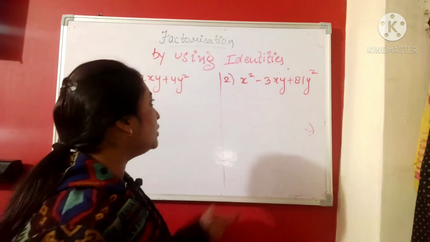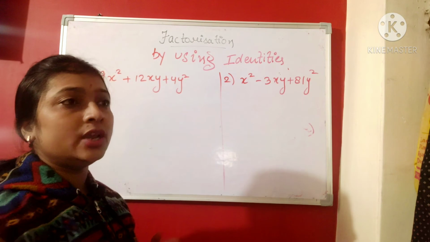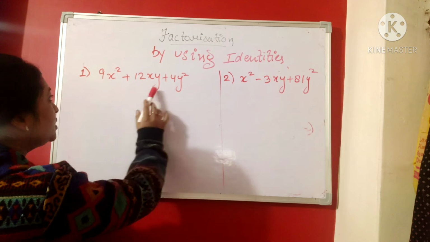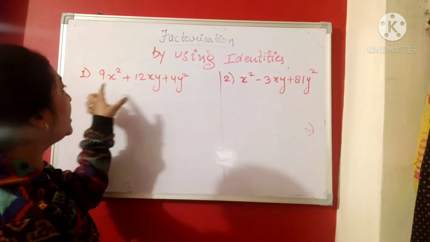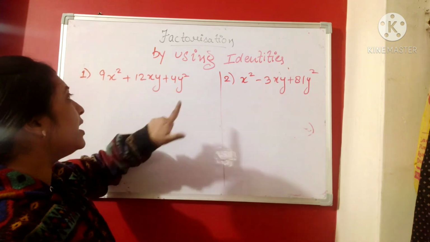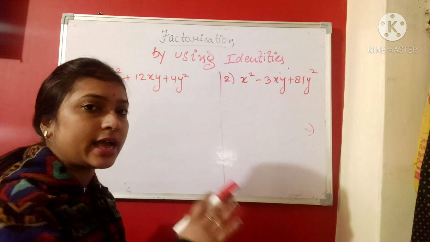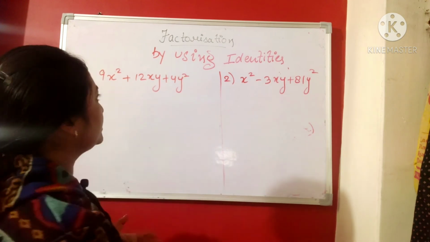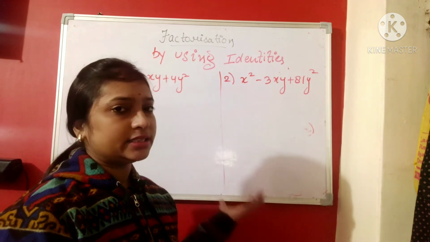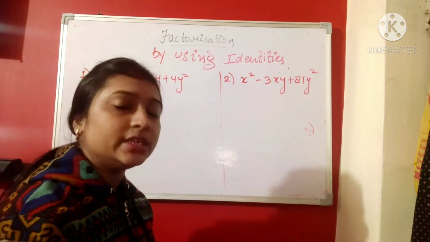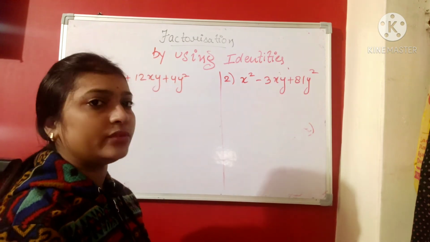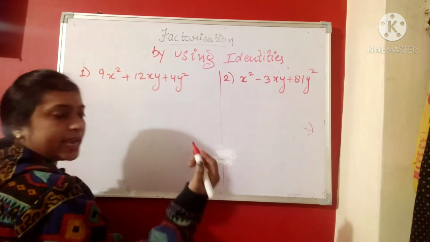Now, first thing, how will you come to know whether we have to use an identity or take out common factors? We will have an expression in which we cannot take out anything common, right? 9x squared, 12xy, plus 4y square, we do not have anything common. In such cases, we prefer identities. We have already discussed the identities in one of the videos. If you don't know the identities or you want to go through them, please see the I button and go through that video. Now, we have three identities.